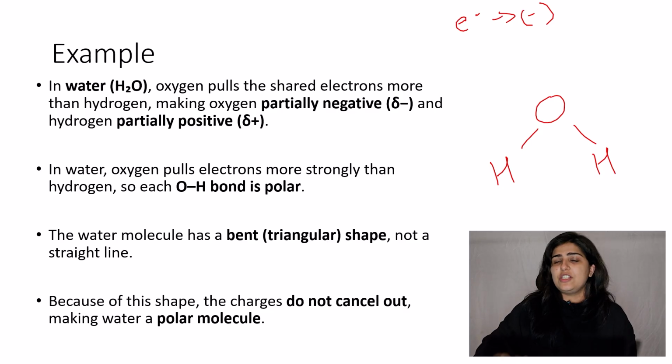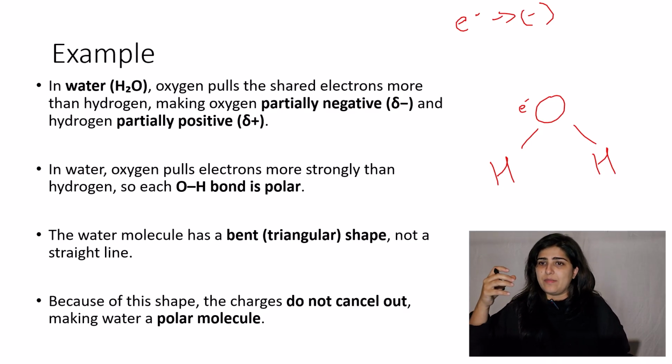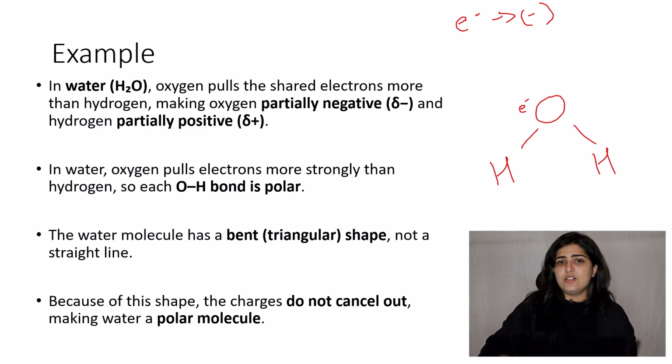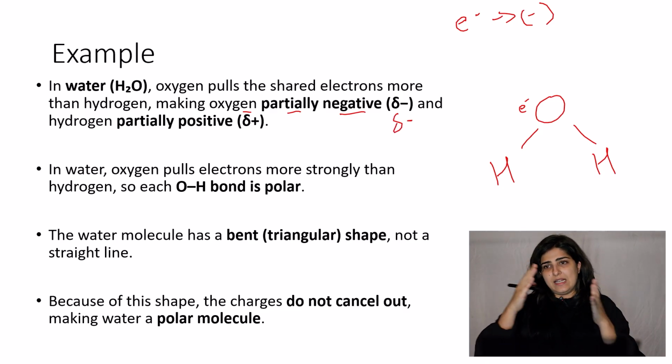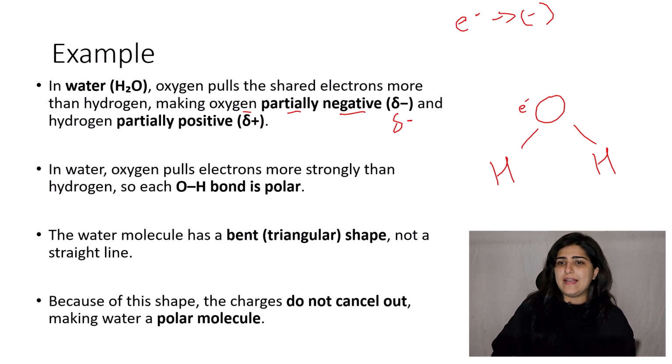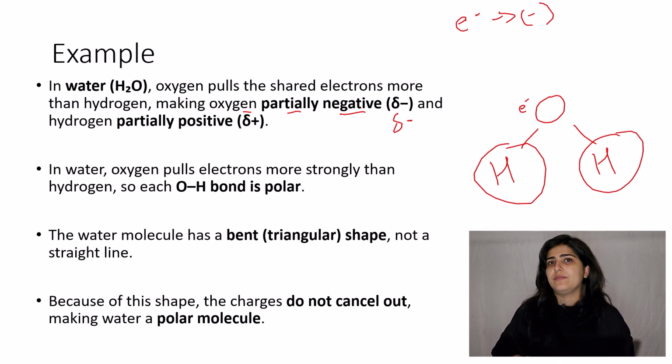Now, because oxygen is trying to take more electrons towards itself, more electrons will try to move to the oxygen atom, and so it will attain some sort of a partial negative charge. That's when we say that it's making oxygen partially negative, and it's represented by the symbol delta negative. And of course, if one is a little more negative, the other one is by default positive, right? So hydrogen atoms are now partially positive.